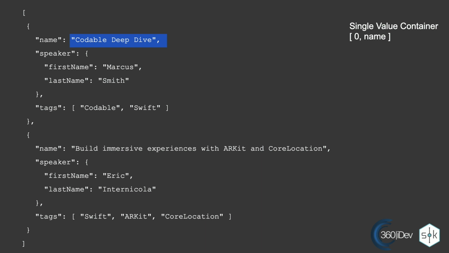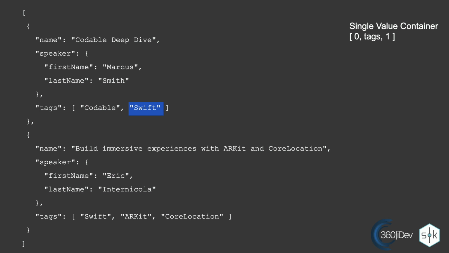So that covers the 3 different types of containers, but also, on the structure you're getting, you might have nested containers in there as well. We have another object in here for speaker. It's going to be a keyed container, and its coding path is at 0, speaker. And then it has single values in there as well. So the last name value would be a single value container. It's 0, speaker, last name. We can have nested unkeyed containers. We've got some tags about what this talk's about. That's going to be an unkeyed container at 0, tags. And then values inside of there. Again, a single value container, 0, tags, 1.